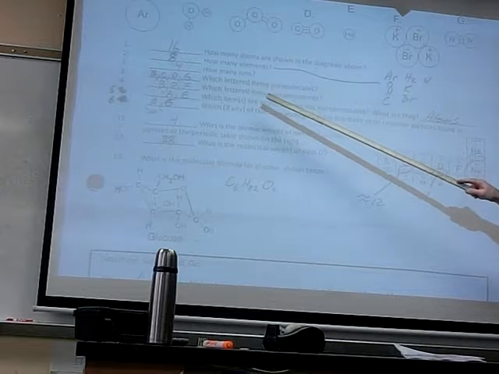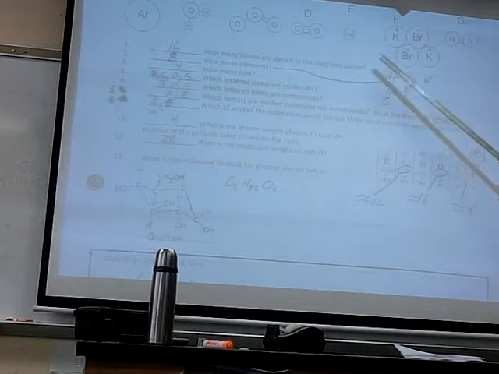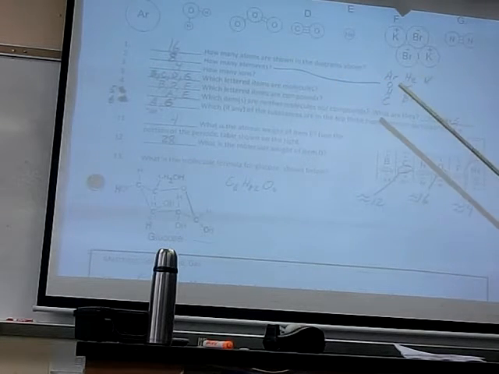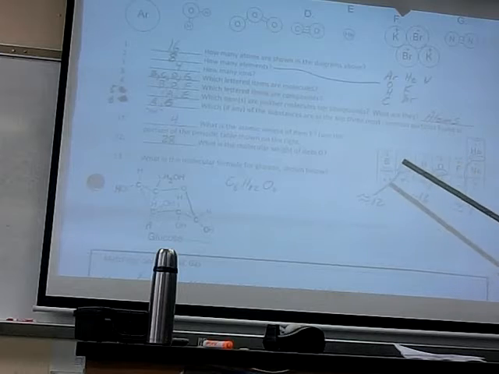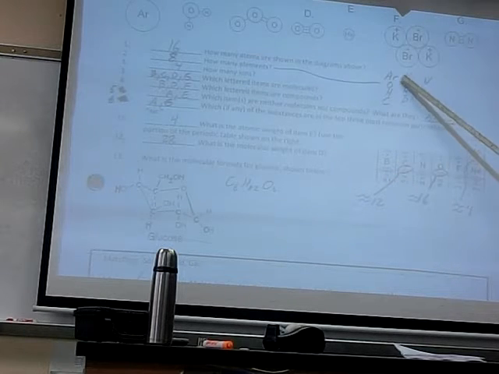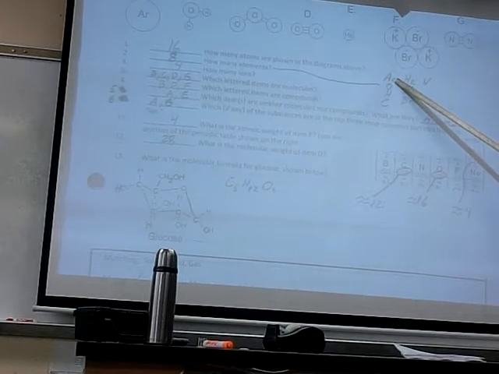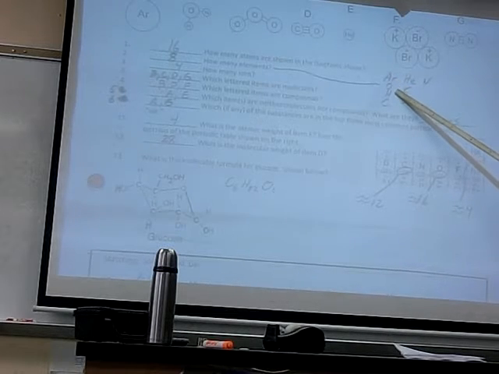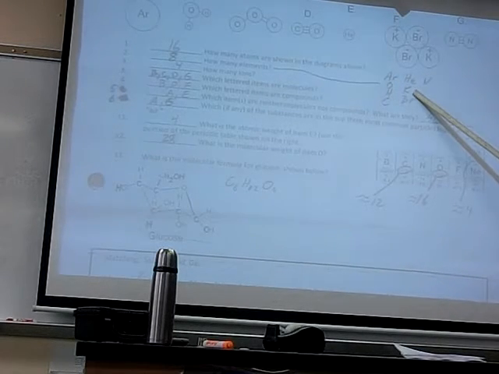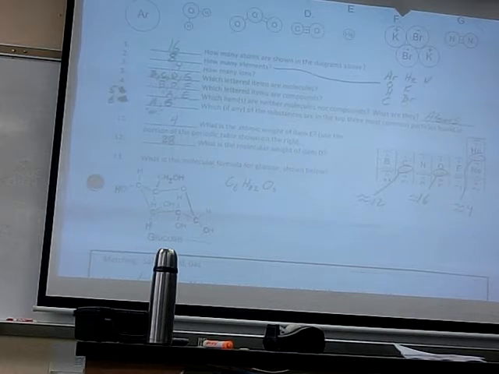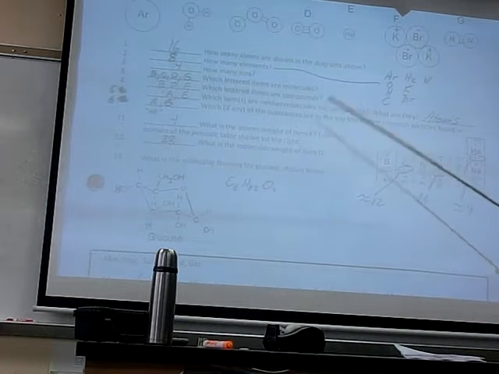Number 2, how many elements are there? There are 8. I made myself a little list. I found this is the best way for me to not skip anything. I start from the left. Whenever I see a different element, I write it down. So there's argon, oxygen, hydrogen, carbon, helium, potassium, bromine, and nitrogen. 8 elements in there.